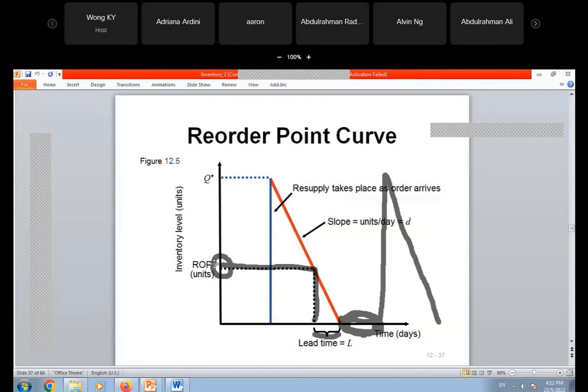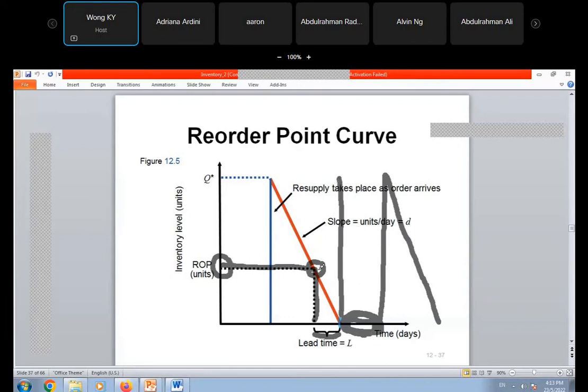This is actually the reorder point. It means when the inventory level has reached this point here, the company should already start to make an order, because after L number of days, which is the lead time, the order will arrive. And when the order arrives, the stock will be replenished. So if we start ordering at this point, after L number of days, or in other words, just after the inventory level reaches the zero level, the new order will arrive and the inventory level will be topped up.